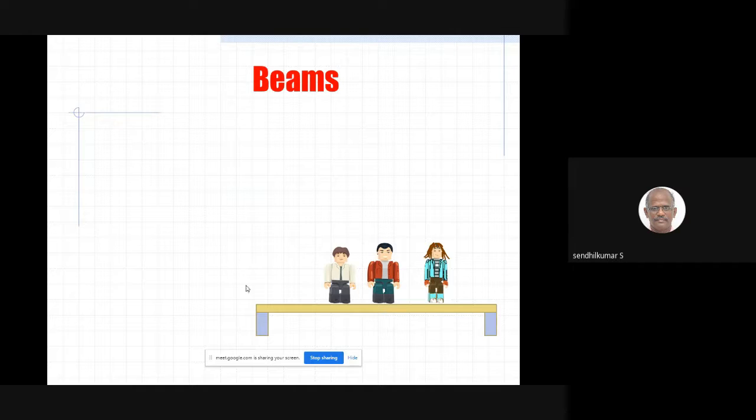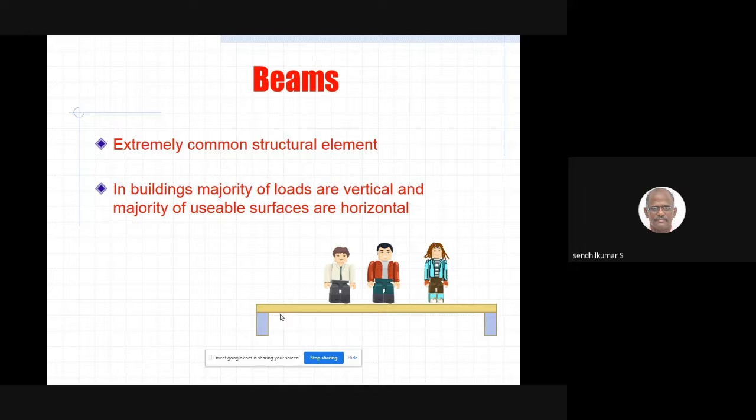So here you can see in this image, a beam, a transverse member or a common structural element, where all the three boys are standing over there. Due to these persons, the load will be transferred to the beam. So how does it transfer? This is an example, which we are viewing separately.